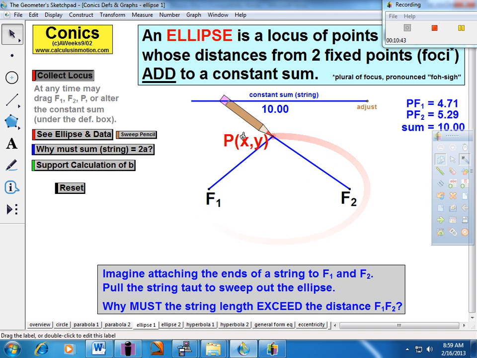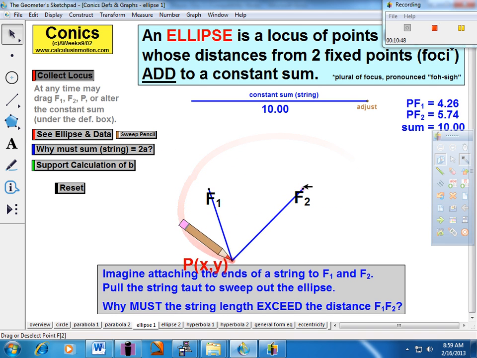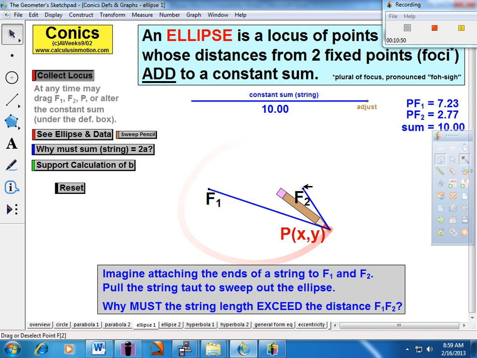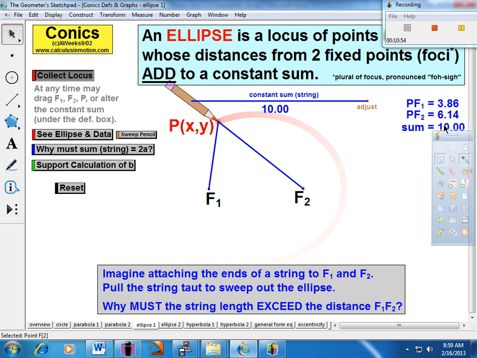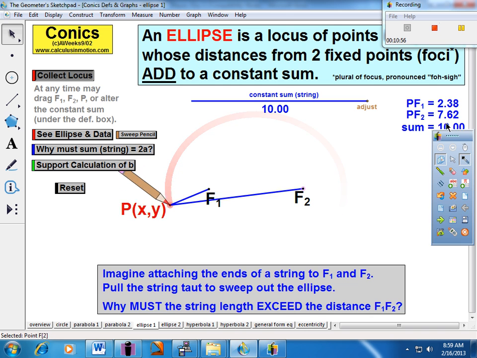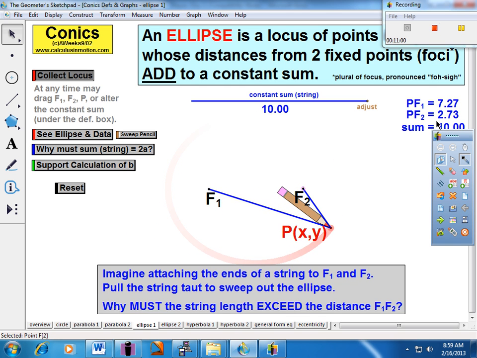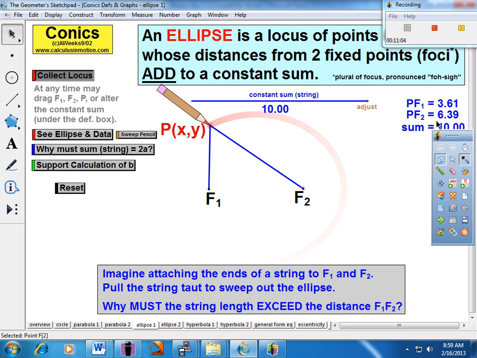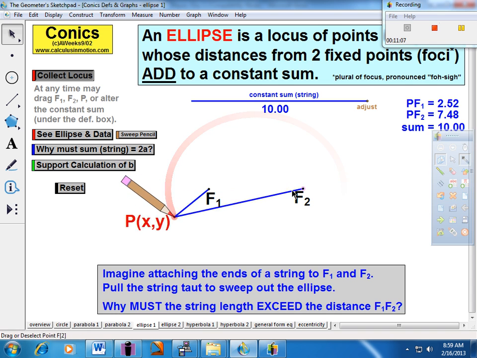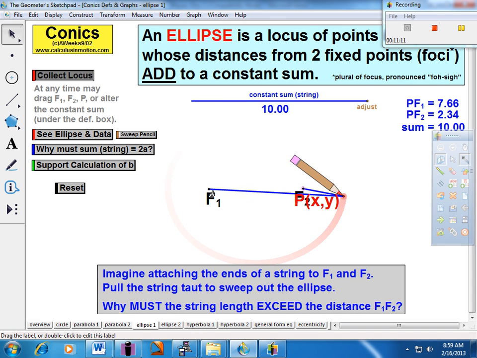That looks great. I'm going to see if I can grab this and maybe bring it in a little bit. Look what happens when I change the position of the foci. Still works. These distances change, but the sum stays the same. And look, I can change the nature of the ellipse, make it more circular, make it more stretched. We'll talk about that piece. And it's all based on the position of those two foci. Wow, that looks very, very cool.